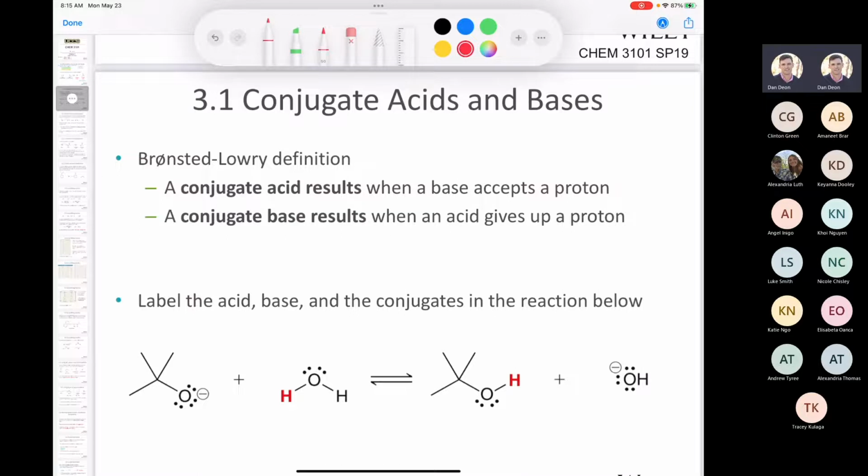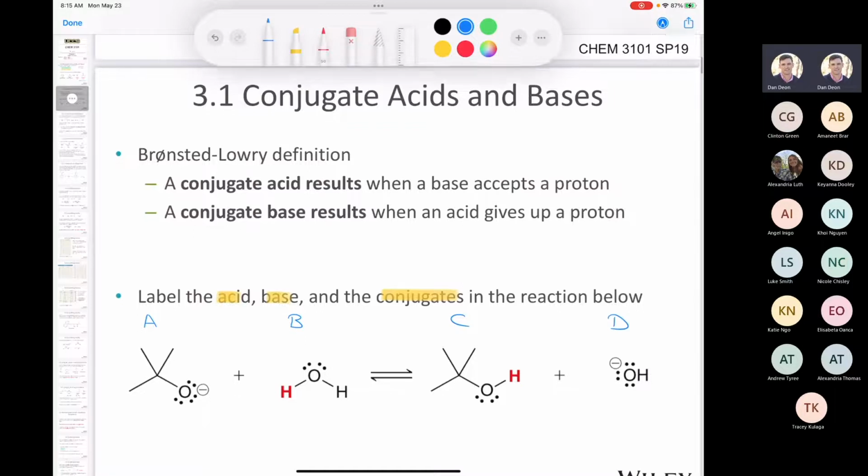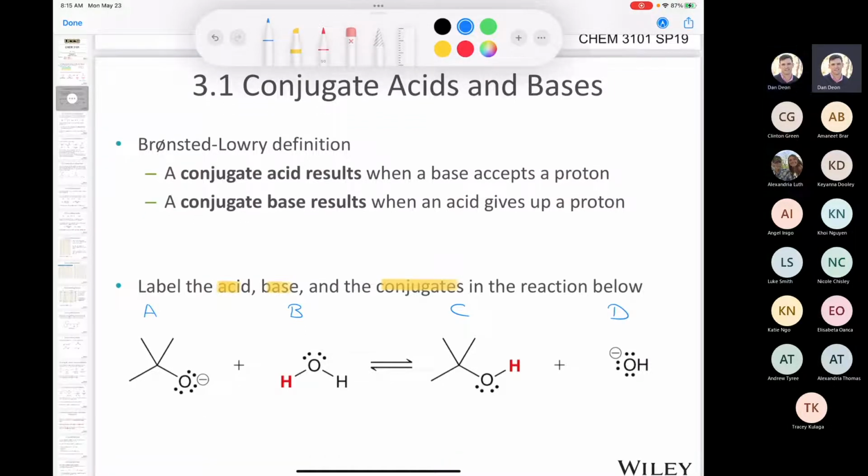Let's see if we can label the acid, the base, and the conjugates down here. If I call these 4 species A, B, C, and D, could anybody identify what is the acid and what is the base? Let's start with A. Would A be the acid or the base in my reactants? Yeah, it's the base, right?